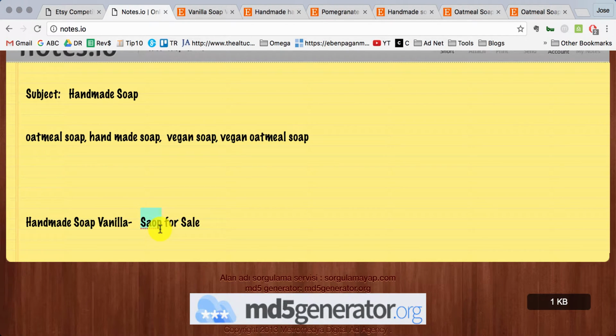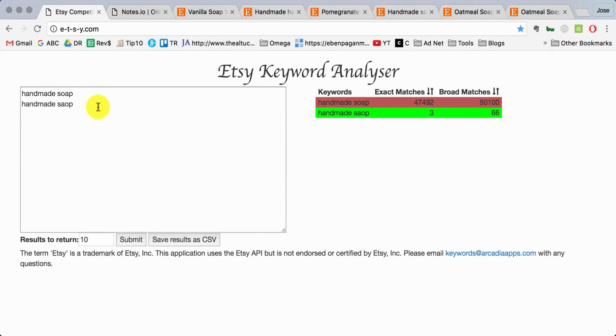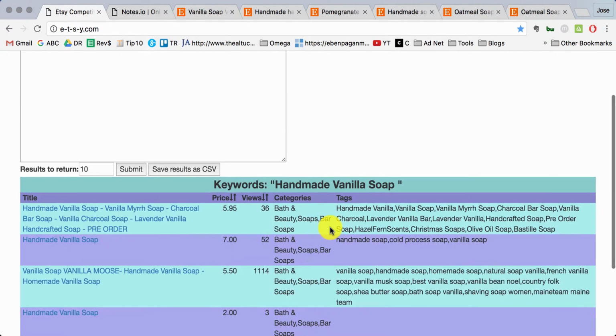If it's very competitive, like let's say the word handmade soap or handmade vanilla or this entire string of keywords right here, then I would definitely put it in the beginning because that's where it's going to rank the most. So handmade vanilla soap. Submit, right? There's 2,000, there's 7 exact matches. I would go over here.